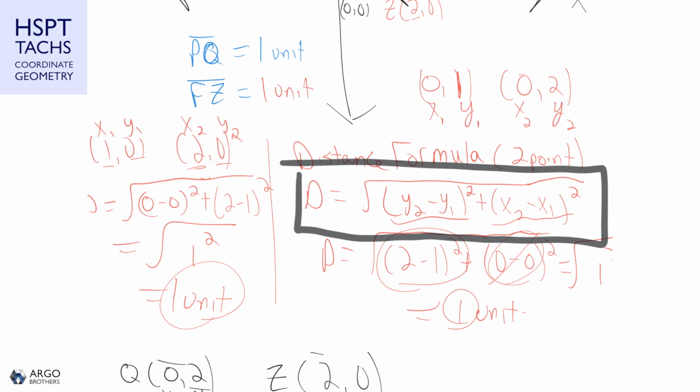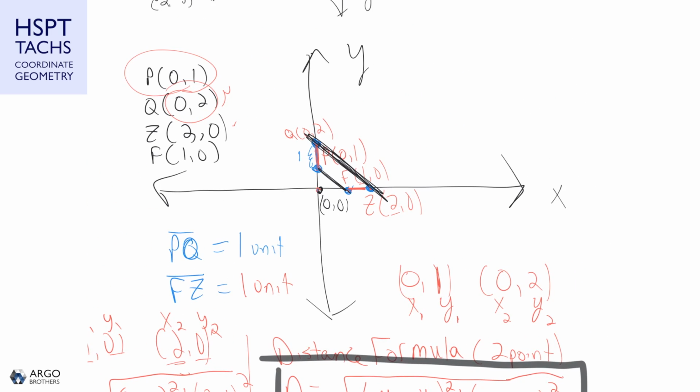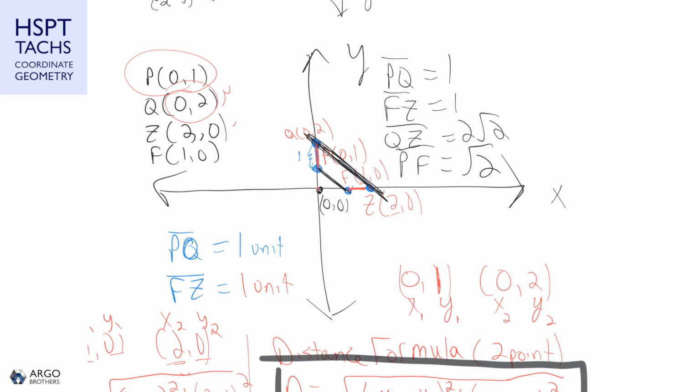Okay, great. So we have all the distances. Now let me write the distances out just so we can see them in one page. We have, let's see, PQ equal to 1. We have FZ equal to 1, and we have QZ equal to 2 radical 2, and we have PF equal to radical 2.